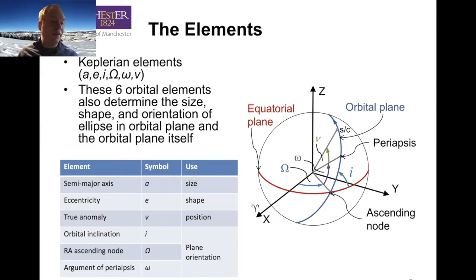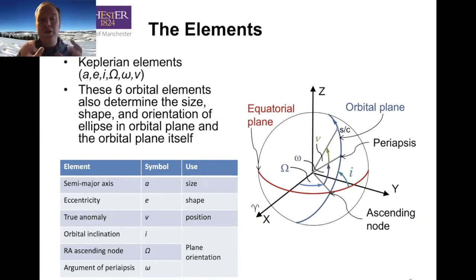They're called Keplerian elements after Johannes Kepler. We have a, e, i, Ω, ω, and ν. a is the semi-major axis, e the eccentricity, ν the true anomaly, i the orbital inclination, and then of course the RAAN, the right ascension of the ascending node, for big omega, and the argument of periapsis for little omega.